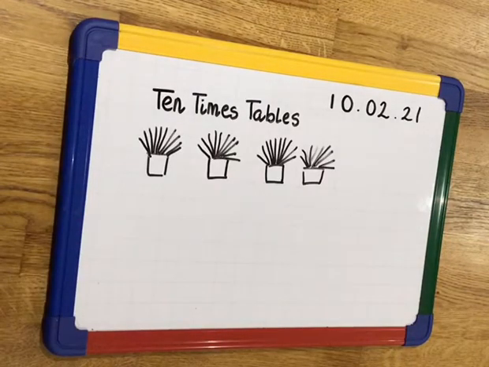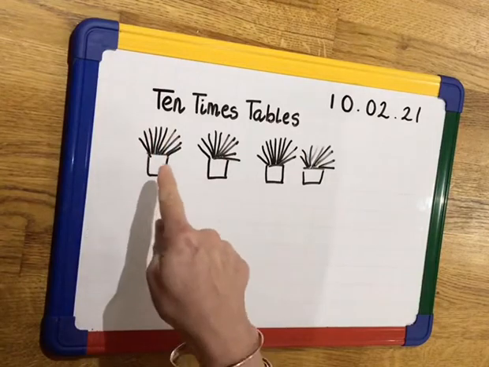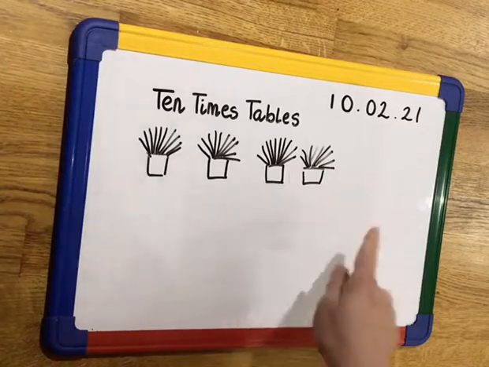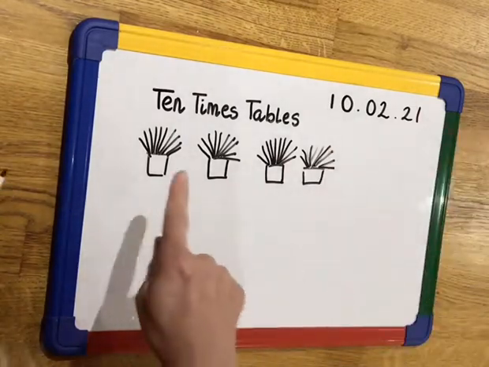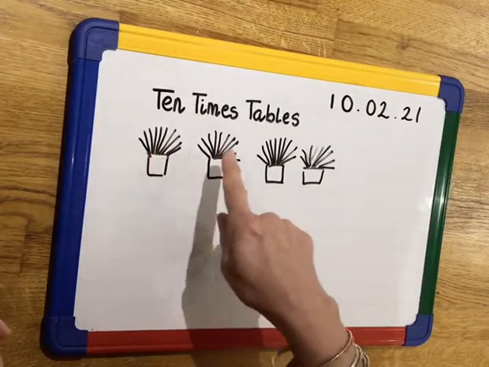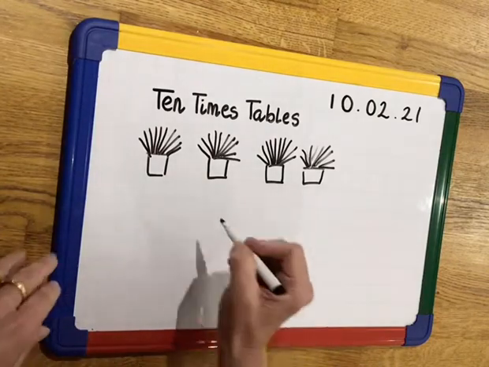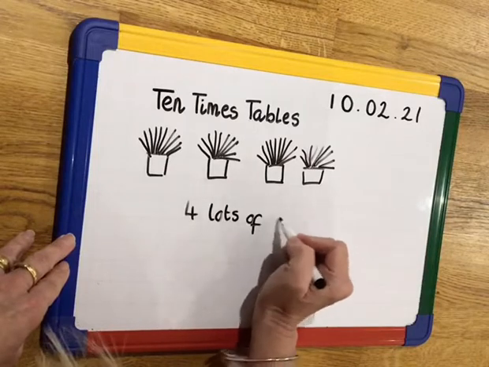Now, the really cool thing about our counting in tens is that we can use our counting in tens to work out multiplications. So here, I have got 4 pots with 10 pencils in. I know they don't look like pencils, Year 2, but you know what Mrs. Riley's drawing is like when it's on the whiteboards. So, I have got 4 pots and they've got 10 pencils in each pot. So I have got 4 lots of 10.